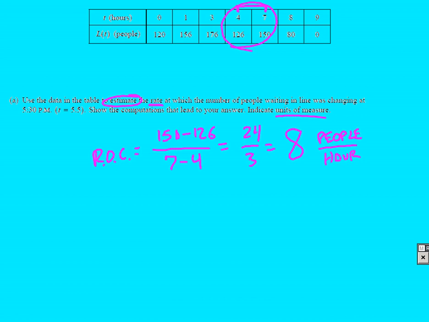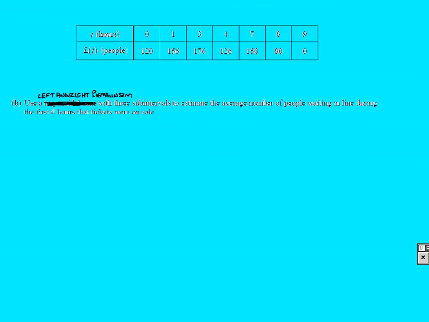All right, moving forward, now we're looking into Riemann sums. They only want to know in here the first 4 hours. That's something pretty key here. So we're only looking up to this part. And they want 3 subintervals. So there's one interval, there's a second interval, and there's a third interval to look at.